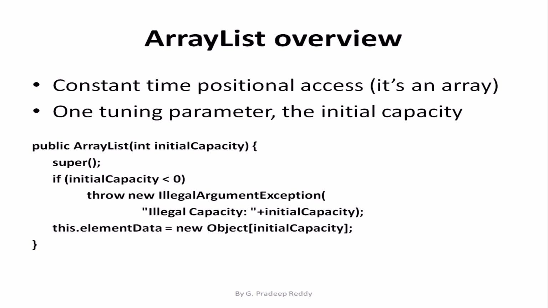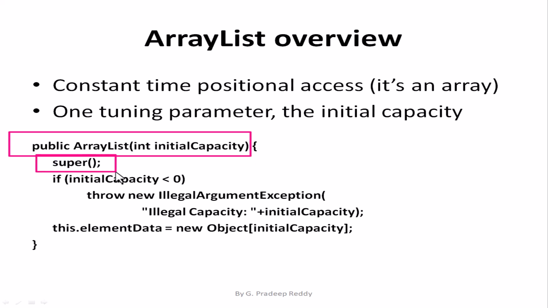So finally, the array list overview. Constant time positional access. One tuning parameter, the initial capacity, where you can specify the particular array by using this syntax. You can specify the initial capacity in the array list. Here you can use super. Super is a keyword which is going to inherit the properties from the array list, which you are using from the package import java.util.ArrayList. From that particular super class it is going to define.